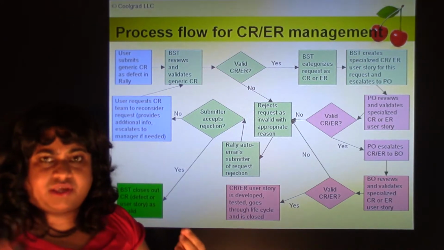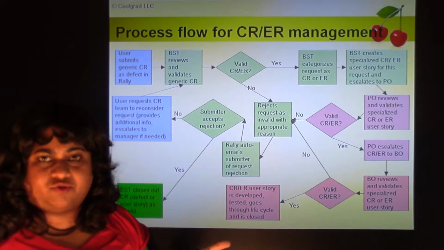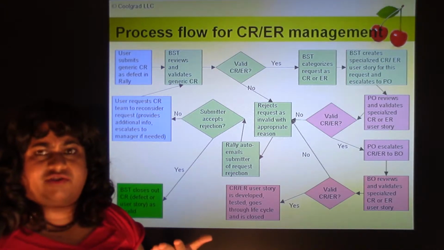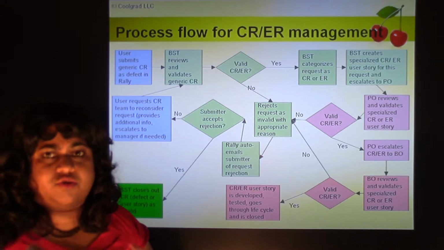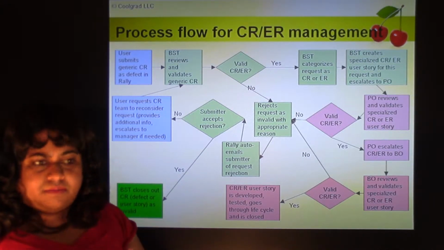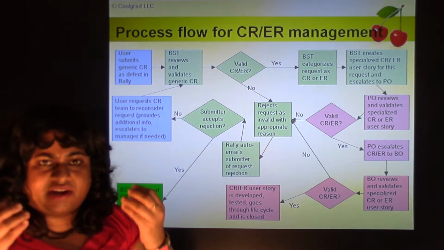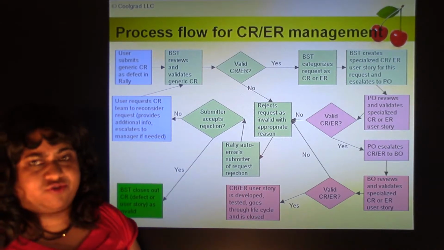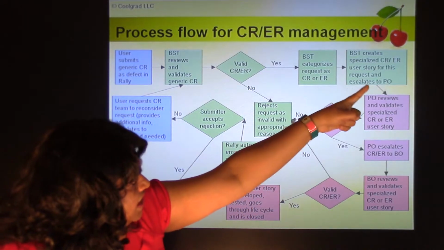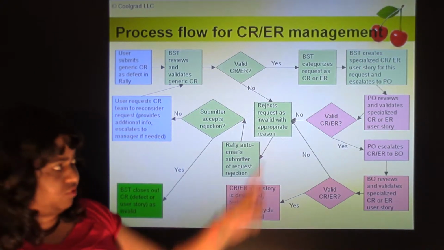If it's a CR, they have to say which user story it relates to and which functionality we are trying to change. If it's an enhancement request, and they could not find any user story which requests that kind of functionality, it comes in as a new request for functionality, then they say it's an ER. Using their best guess and judgment, based on all these criteria, they classify it as CR or ER, and if it's valid, they create a user story in Rally, which is called a CR user story or ER user story. Then the BST creates specialized CR/ER user stories for this request and escalates it to the PO.